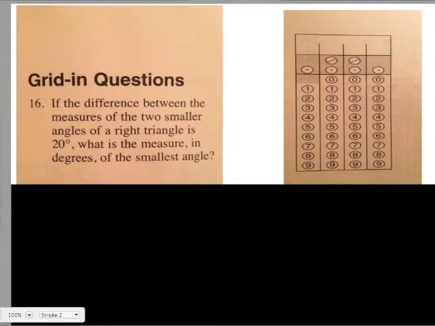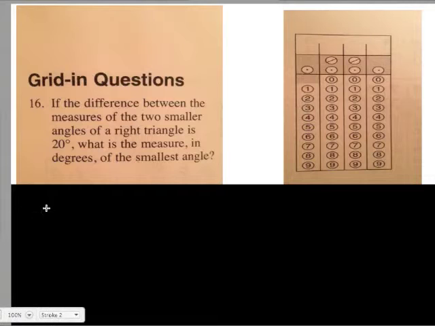Let's go ahead and apply these two concepts in SAT questions. Again, pause the video and try it on your own. The question is, if the difference between the measures of two smaller angles of a right triangle is 20 degrees, what is the measure in degrees of the smallest angle?